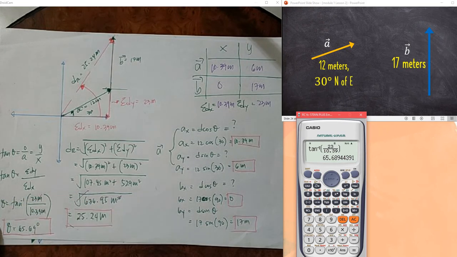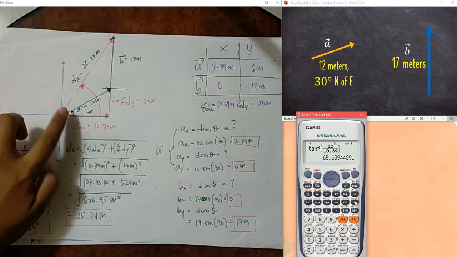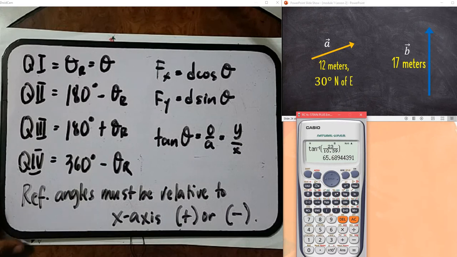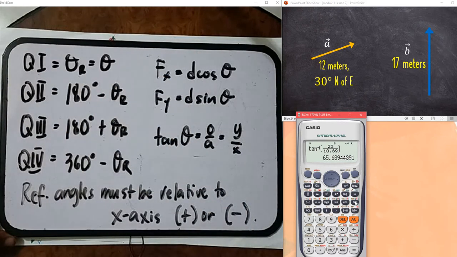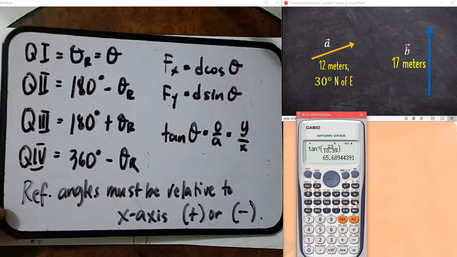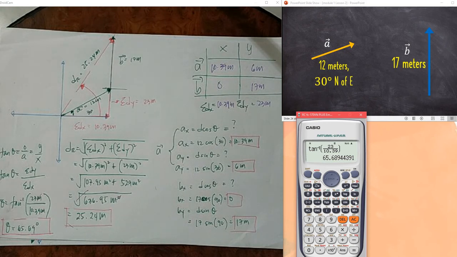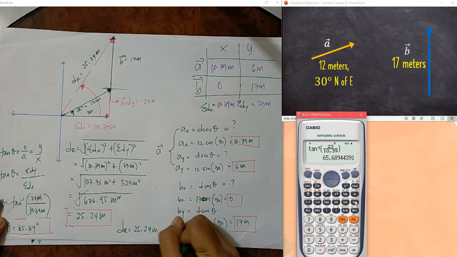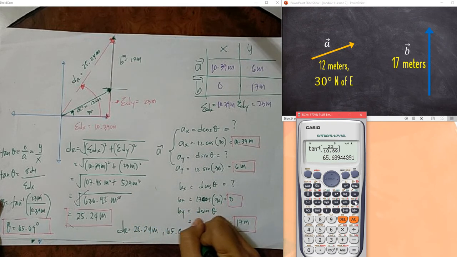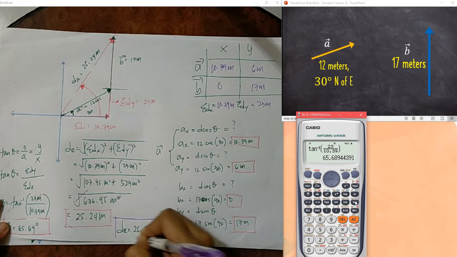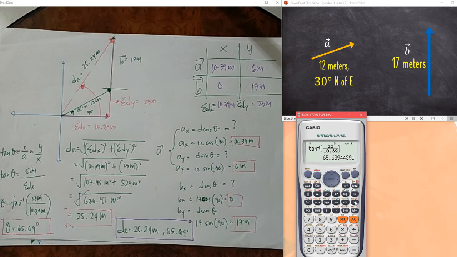Take note that our resultant is located on the first quadrant and our reference angle is 65.69. Now let us take a look here on the board. If your reference angle is located on the first quadrant, that will be equal na to your final angle. So in writing our final answer, it should be like this. D sub r is equal to 25.24 meters, comma, 65.69 degrees. And this is now our final answer. So I hope na nagets na siya.